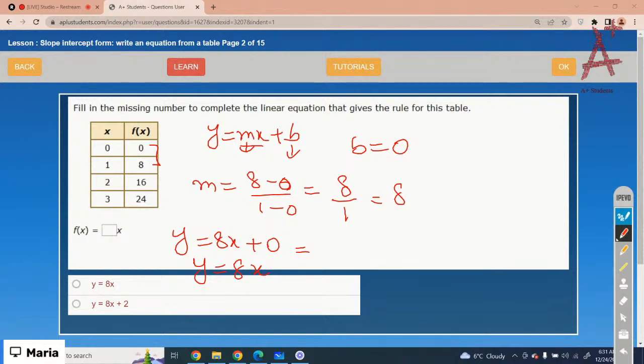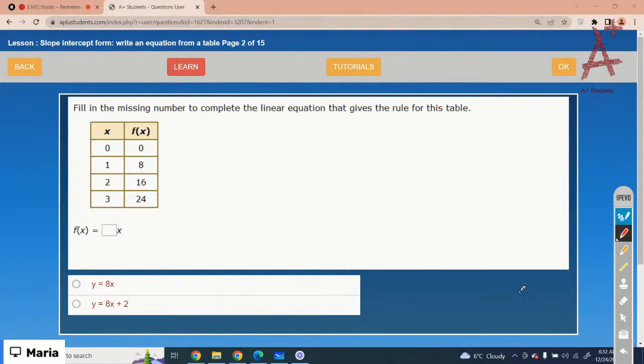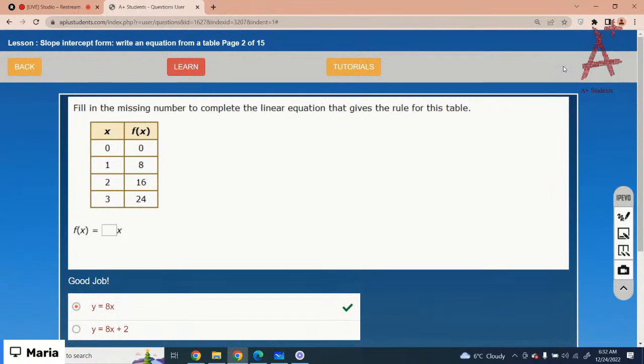Just select the correct option and click on the OK button. The correct answer is equation number 1. Just select the correct option and click on the OK button.